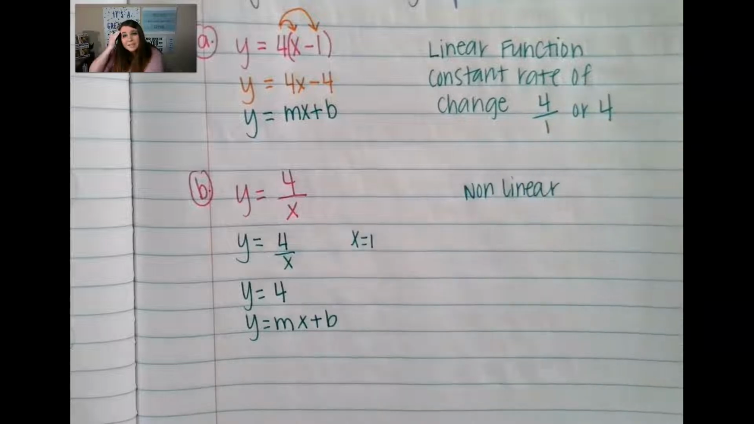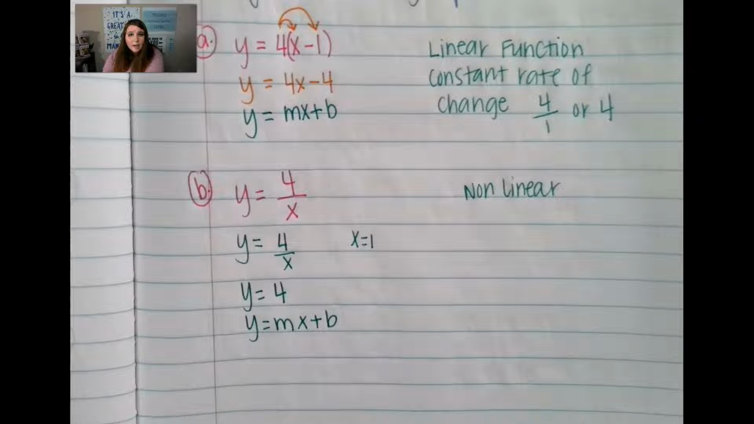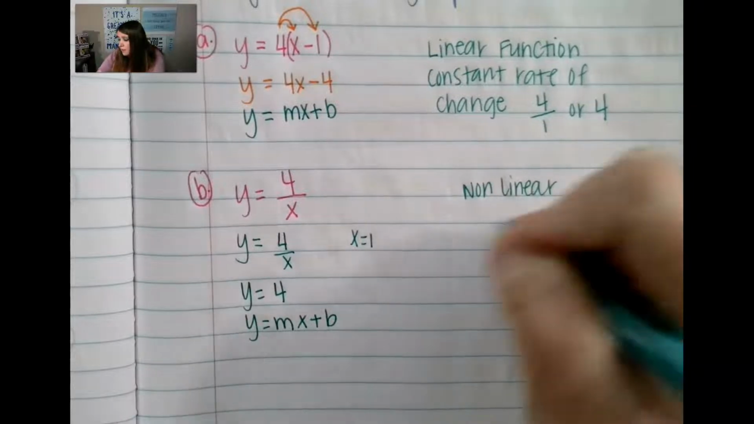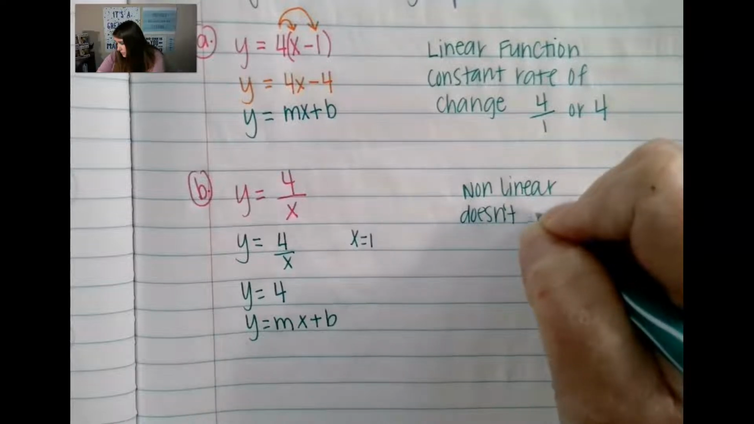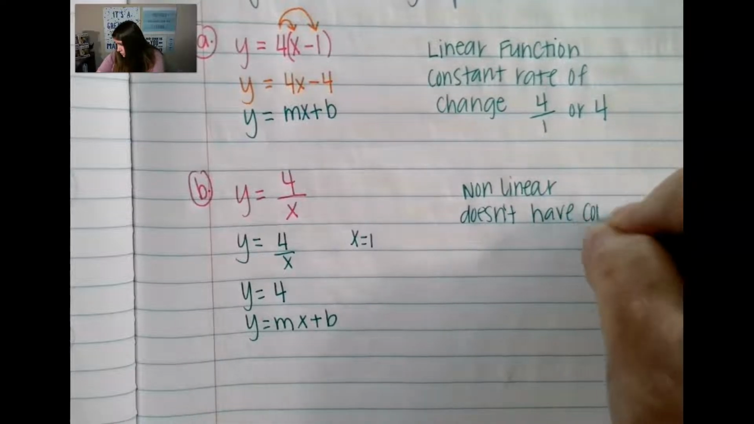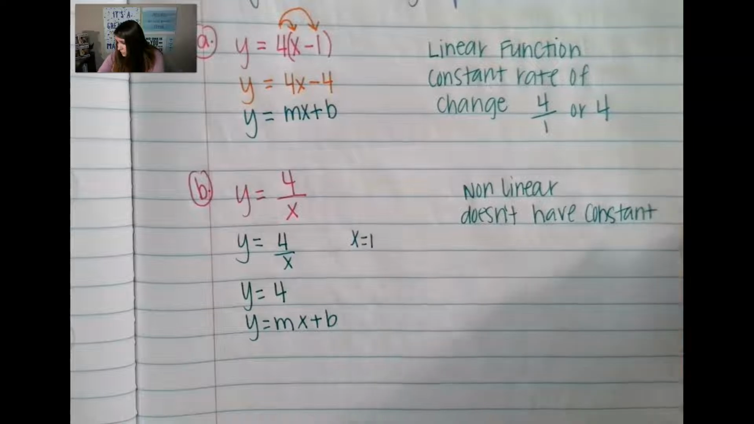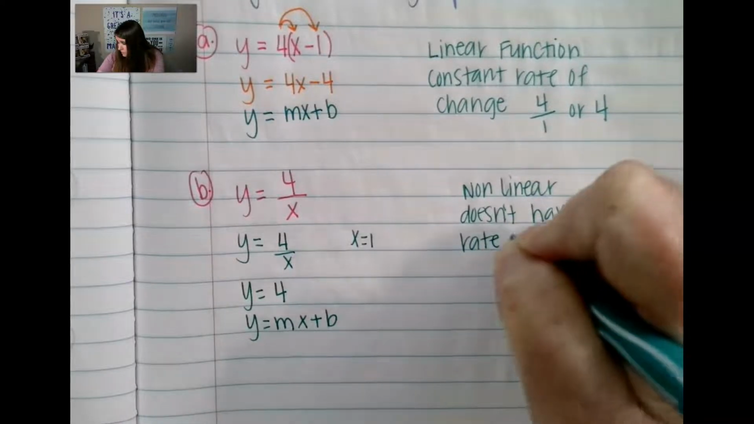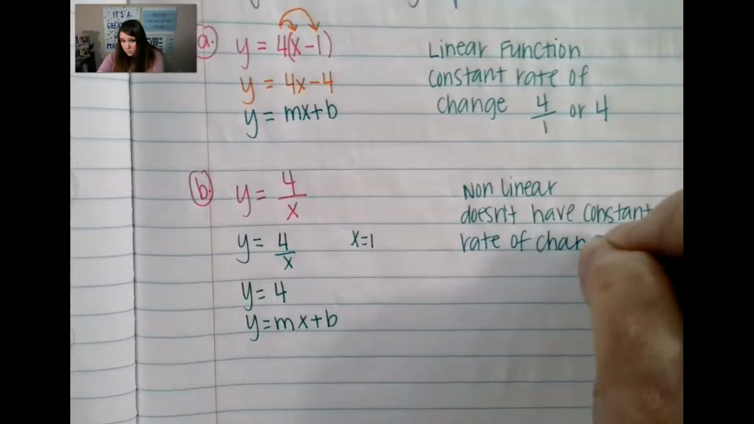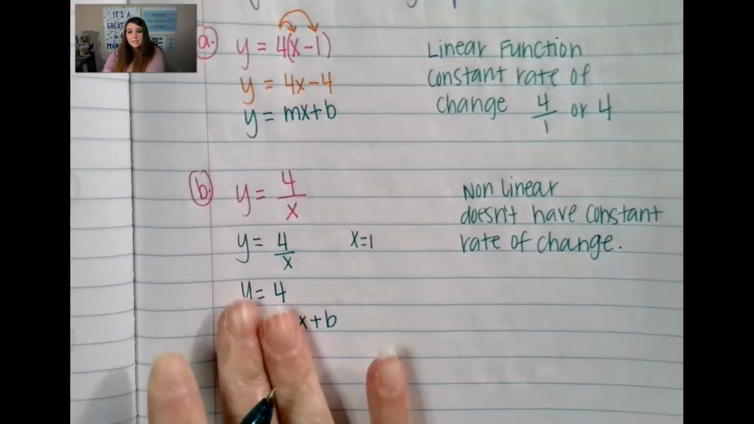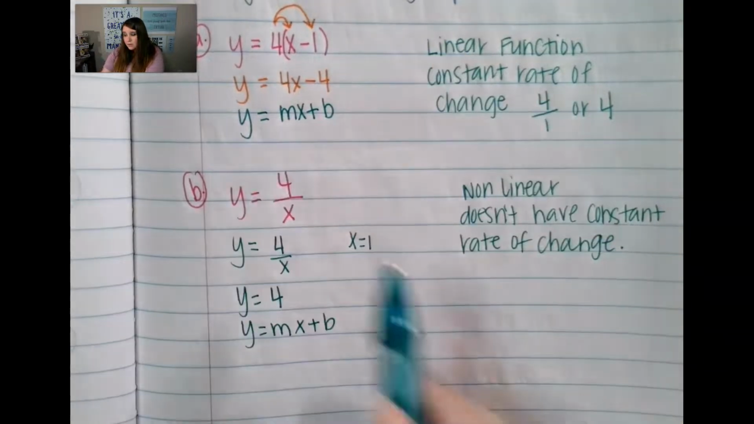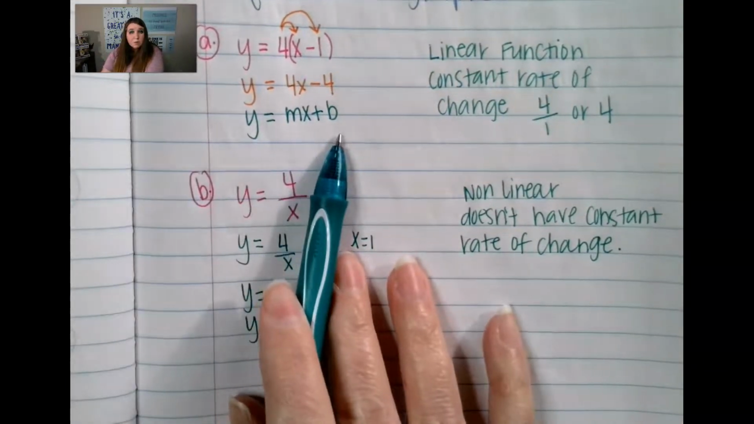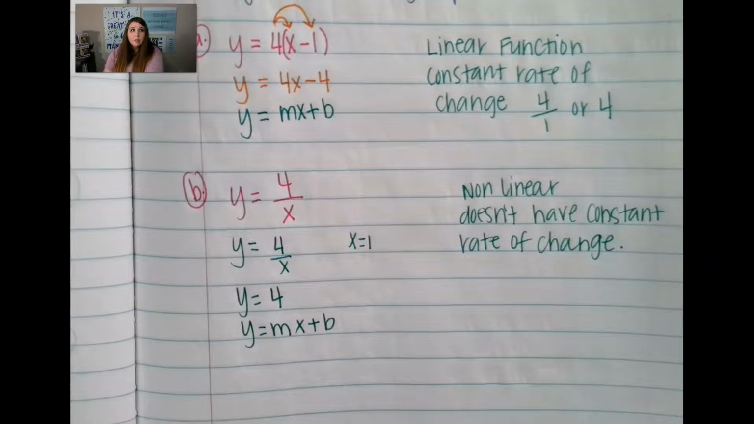That is because it doesn't have a constant rate of change. You cannot write it as y equals mx plus b. So non-linear doesn't have a constant rate of change. So this example B is non-linear. The other one is linear because it equals y equals mx plus b. You can fit the pieces into the equation.